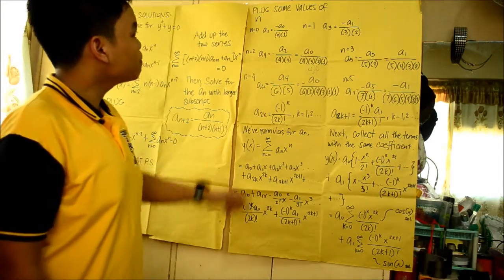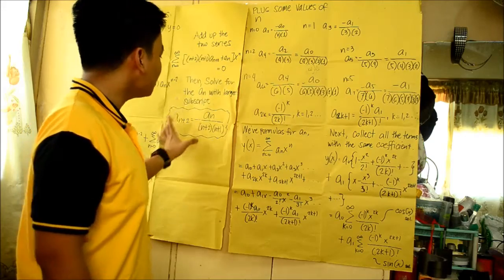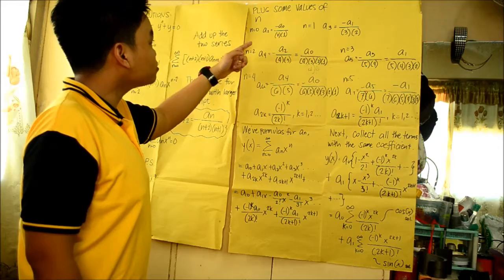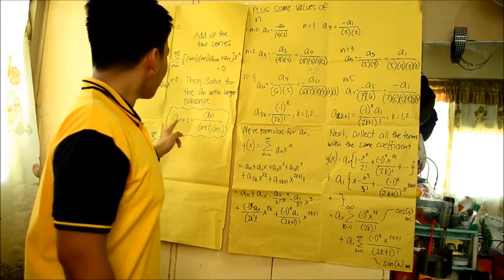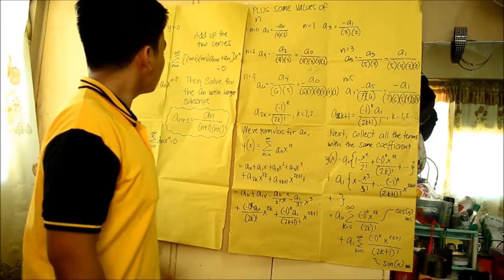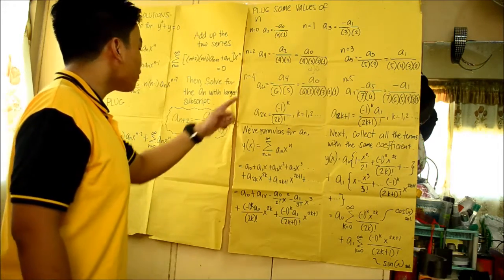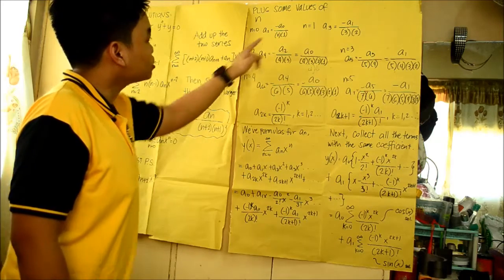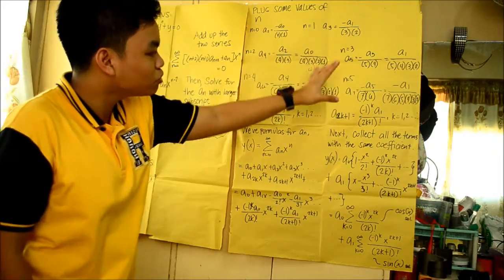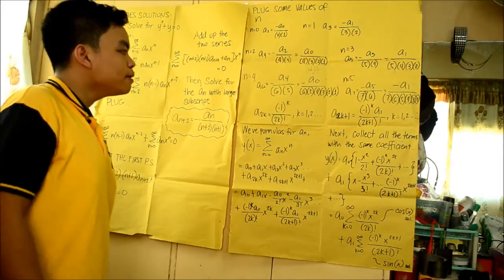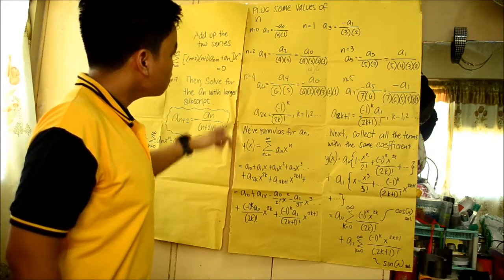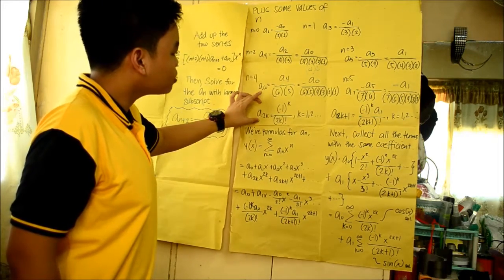Then after that, we will plug in some values of n according to this formula. So we have n equals 0. A sub 0 plus 2, which is a sub 2, equals negative a sub 0 over n plus 2, or 0 plus 2 is equal to 2, then 0 plus 1 is equal to 1, and so on and so forth. Then we can make an inspection.